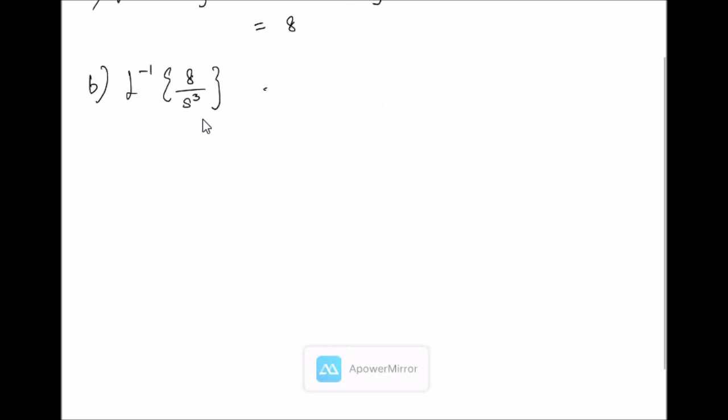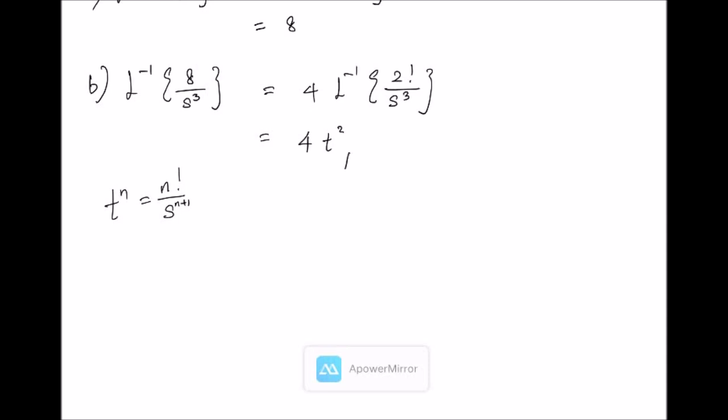Okay, so s to the power of 3, if you look at this one, we know that t to the power of n has transform n factorial divided by s to the power of n plus 1. So you know that s to the power of 3 means that n is 2. So how do you get 8 divided by 2? You get 4. So you take out the 4, inverse Laplace transform of 2 factorial divided by s to the power of 3. So from here, we know that this is 4t squared.